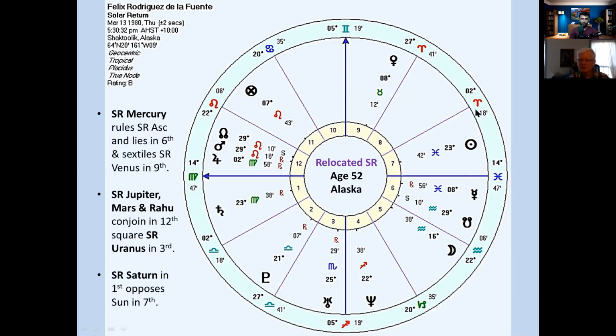And it's the exalted ruler of the 8th. Yeah. And in addition, there's this T-square to Neptune, also angular. So the most angular planets are in this really tight T-square in Alaska. Neptune in Sagittarius.